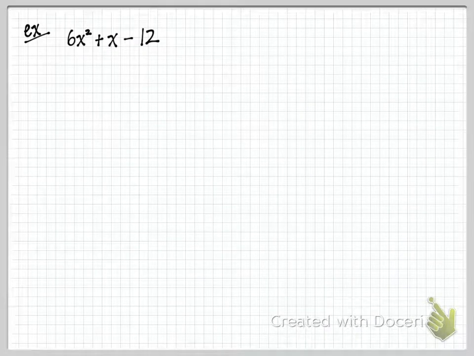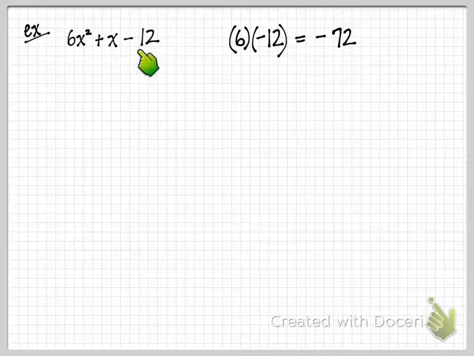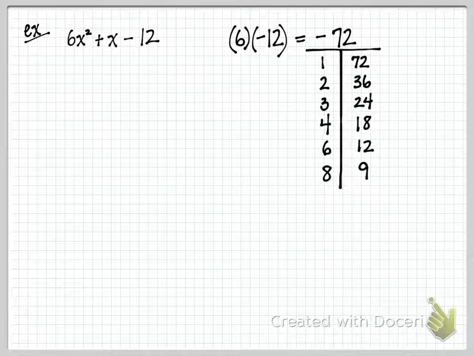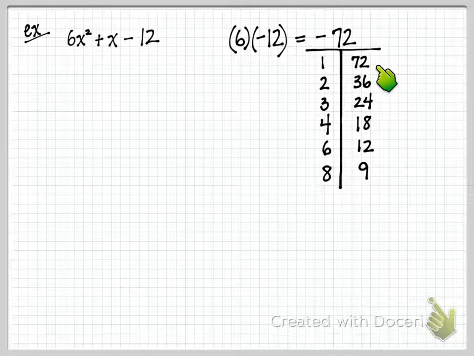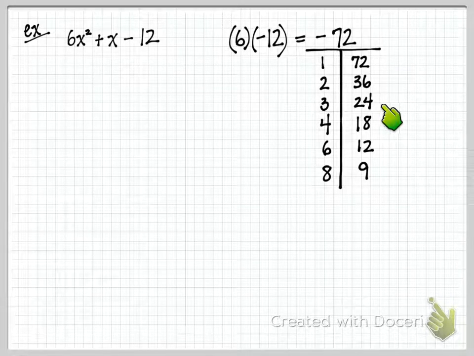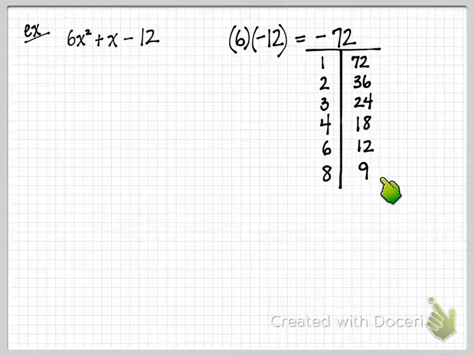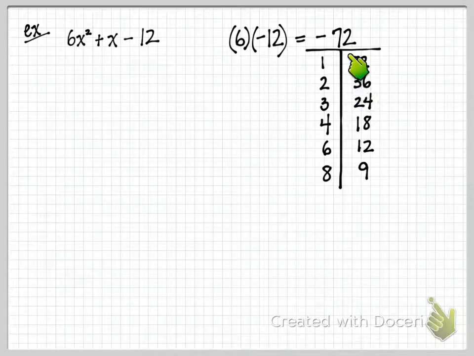We've got 6x squared plus x minus 12. There's no common factor, so we go right away and take the a, that is the 6, and the c, which is negative 12. We multiply those and we get this product, which is negative 72. We list each factor pair, so 1 times 72, 2 times 36, 3 times 24, 4 times 18, 6 times 12, and 8 times 9. Those are all the factor pairs for the number 72.